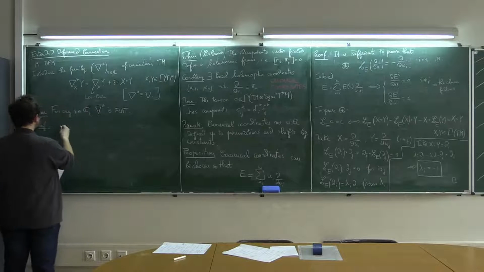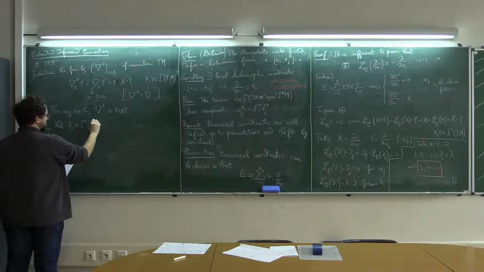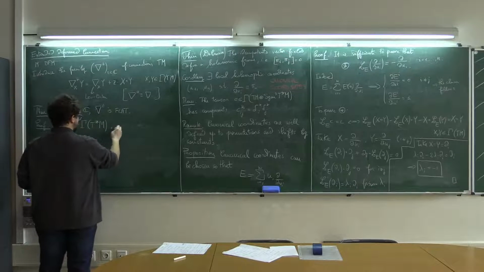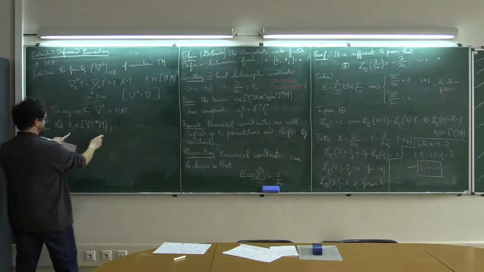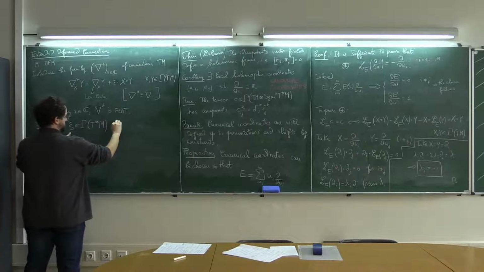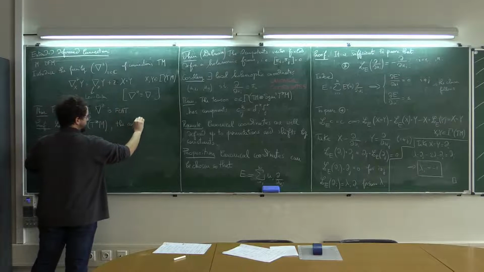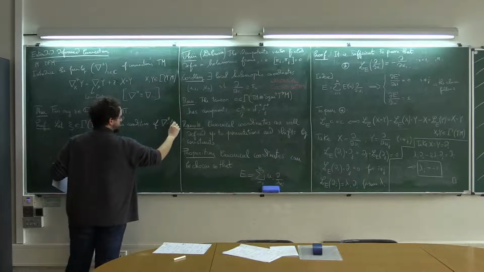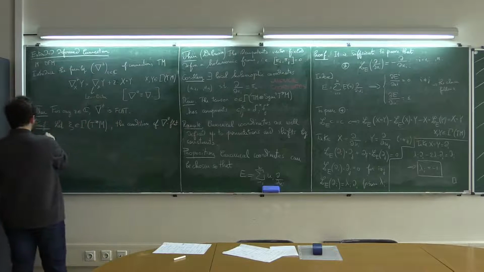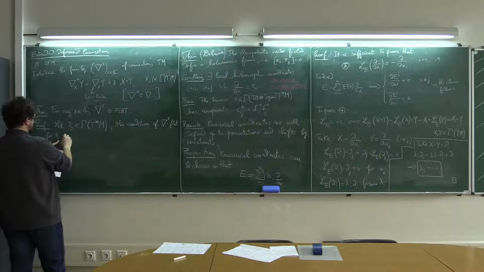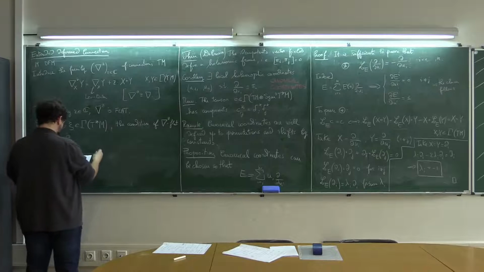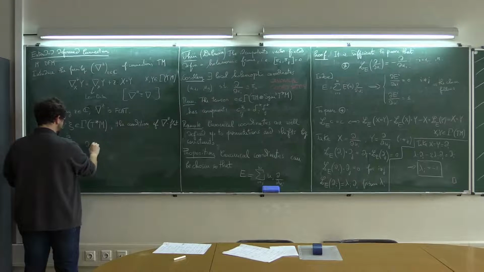But if I have a section Xi of the cotangent bundle of M, the condition of nabla z flatness for Xi is the following system of differential equations.